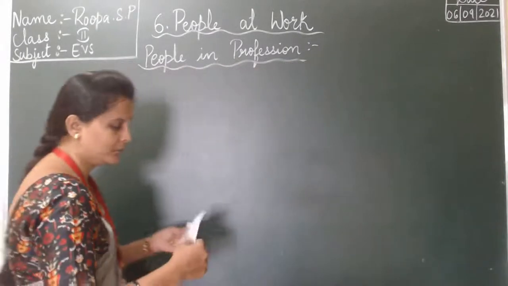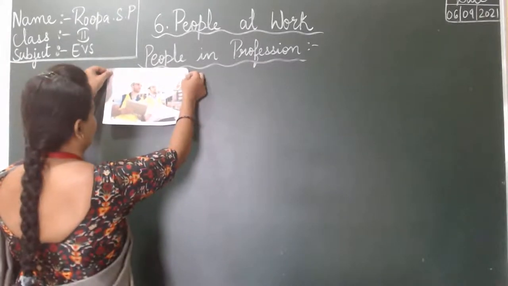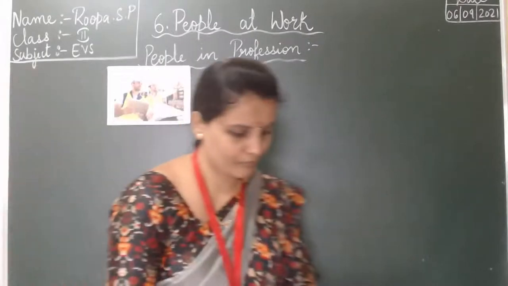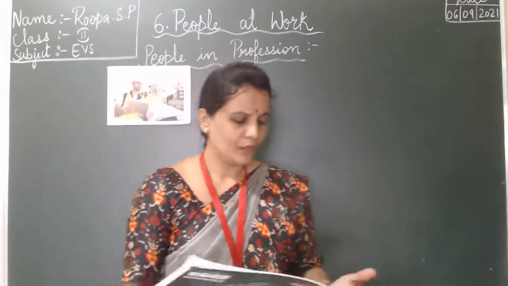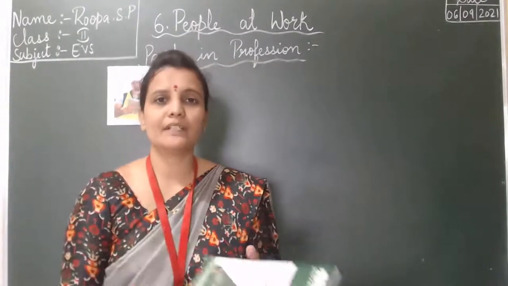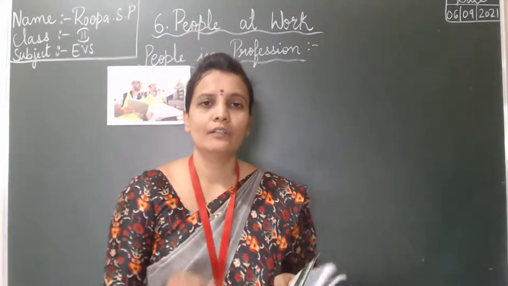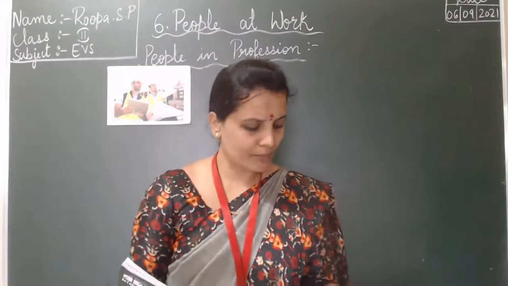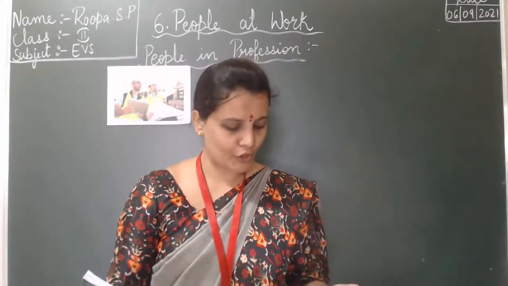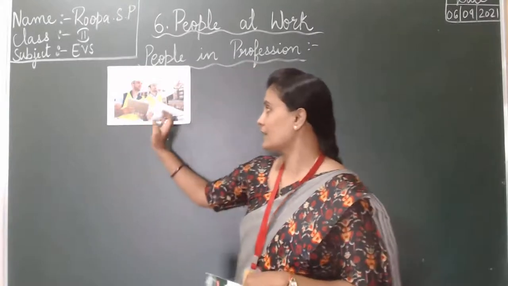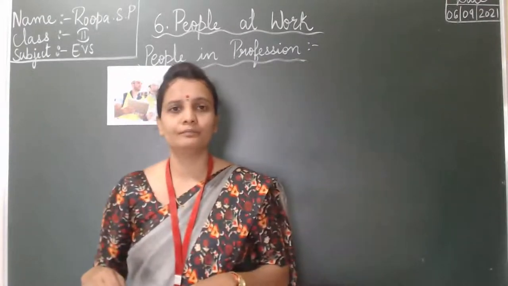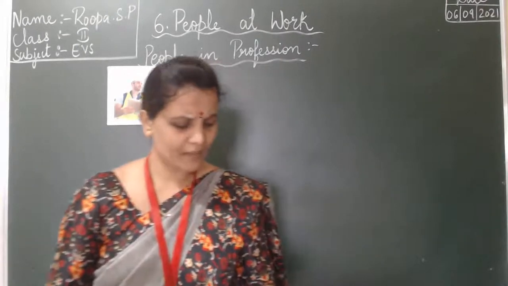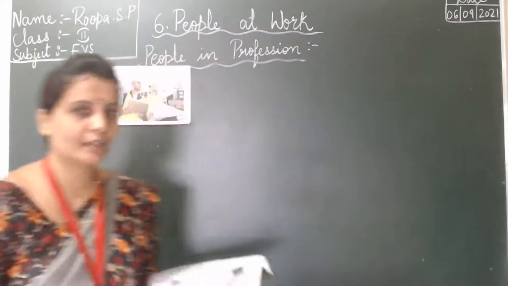Can you see the page number? Engineer. So, what does an engineer do? Last class I said, wherever I say, you have to underline the new word. An engineer builds roads, bridges, buildings and machines. See here, this is an image of an engineer. What do they do? They build roads, they build buildings, they make machines also. These are the work done by an engineer.